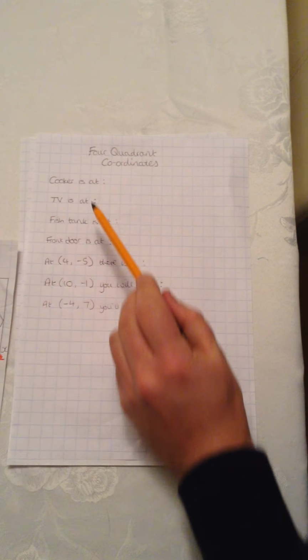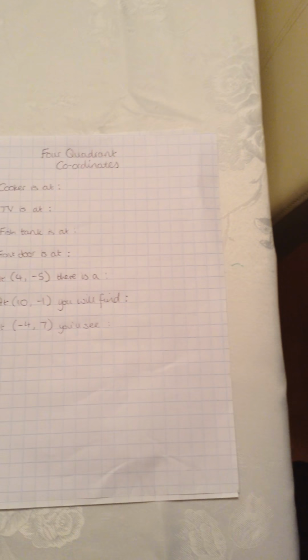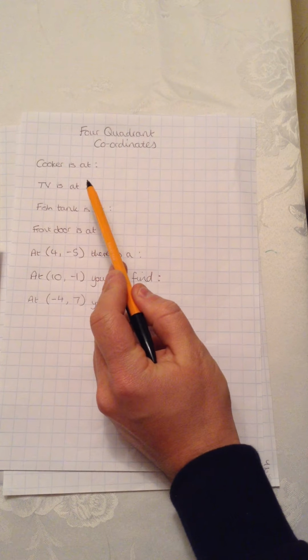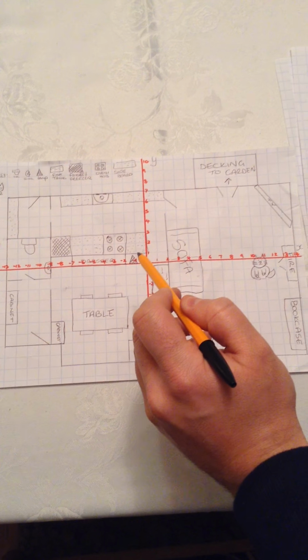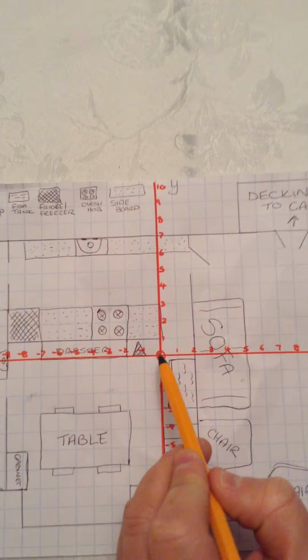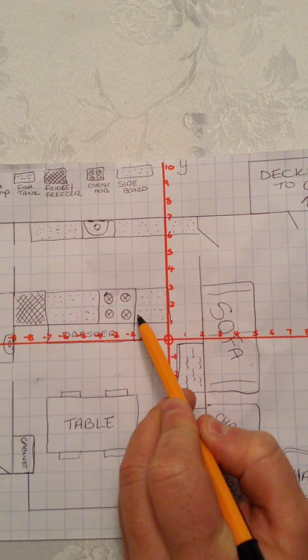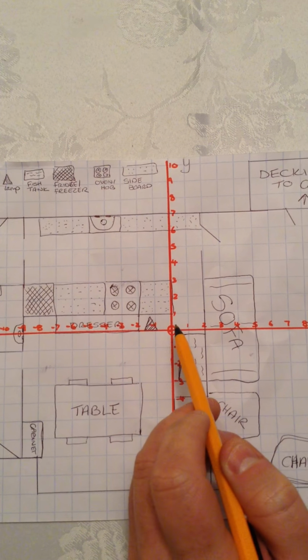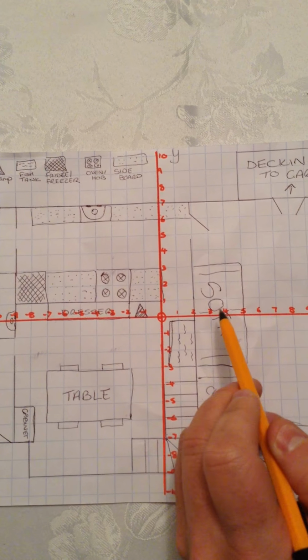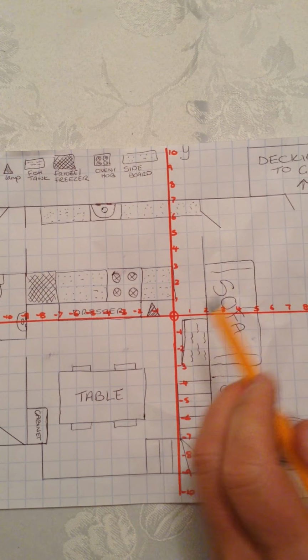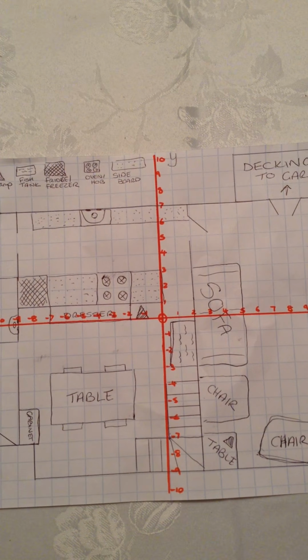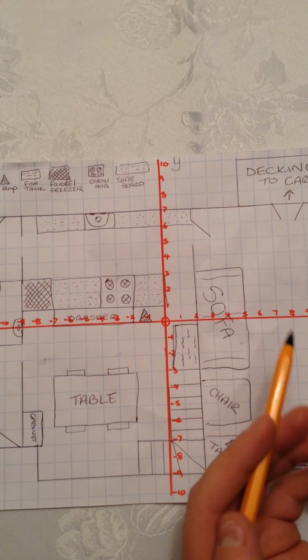So for the first one, it says the cooker is at, so I need to have a look at my cooker. Now here is the cooker in mine, so I want to get to the very centre of it. So when I'm looking at my coordinates, I know they are 2 digits to show along the x and the y axis, and it's important to remember that the x axis always comes first. I think of it alphabetically, x comes before y, so our x number always comes first.